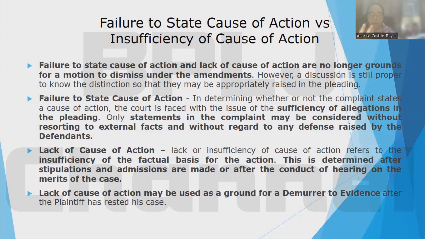So lack of cause of action means that there was already a presentation of evidence that has been held. However, even if the evidence is collated, the evidence would tell that the plaintiff lacks cause of action. Since the plaintiff was not able to prove the right as well as the violation of the right, it can be a ground for demurrer to evidence.